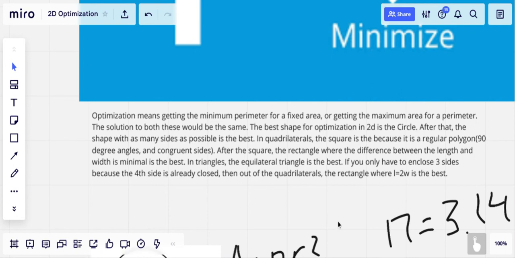And lastly, if you're given a problem where they say which of the rectangles is the best for optimization, then choose the square, because the square is a rectangle.